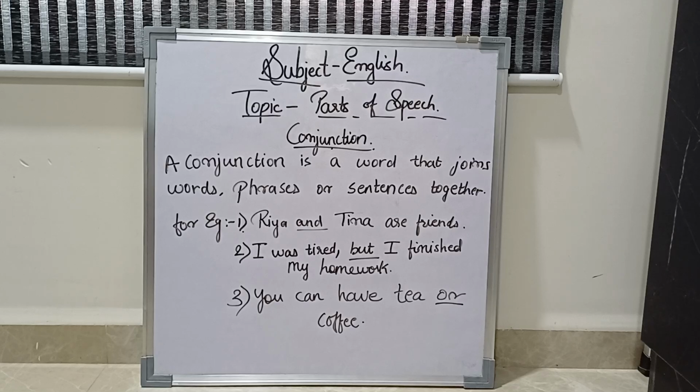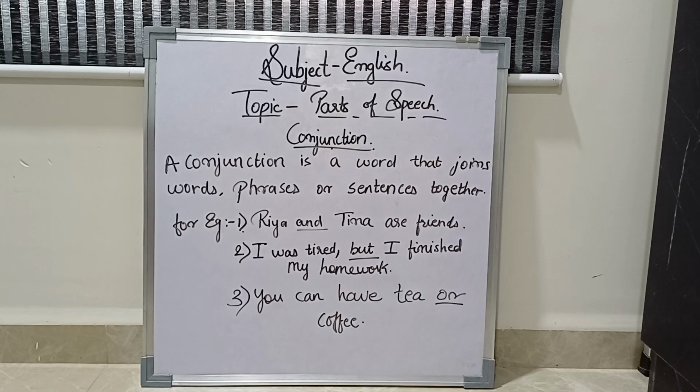Now, I will give you an example for sentences like Ria and Tina are friends. So, here, Ria and Tina are two different people. They are friends. So how to explain it in the sentence? The word and is used to connect both the words or both the people. And word is used to explain them who are there. So Ria and Tina are friends.